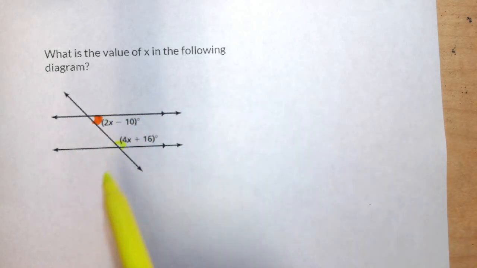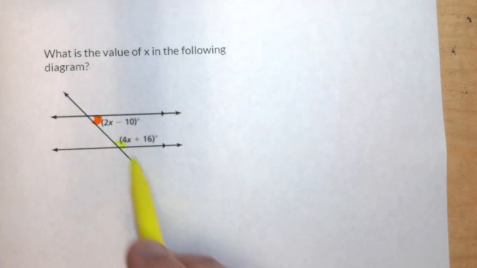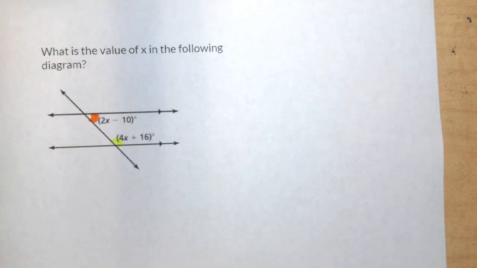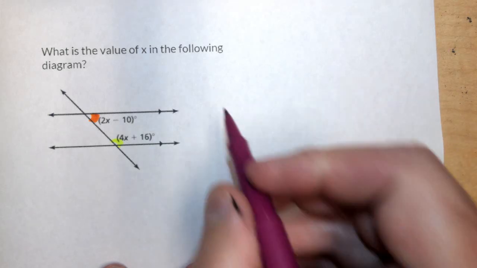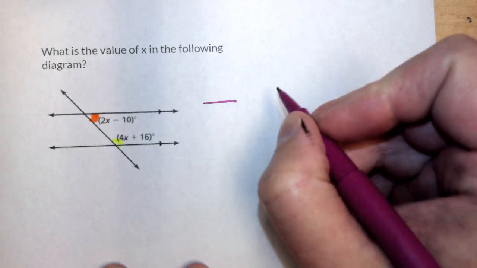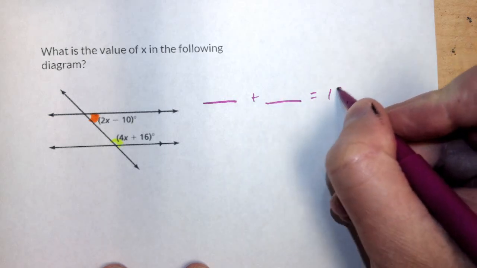Well, based on the fact that they're both inside of these two parallel lines and they're both on the same side of that transversal, these are consecutive interior angles. And if you know about consecutive interior angles, you know that they're going to add up to equal 180 degrees. So whatever the first angle is plus whatever the second angle is going to add up to equal 180 degrees.